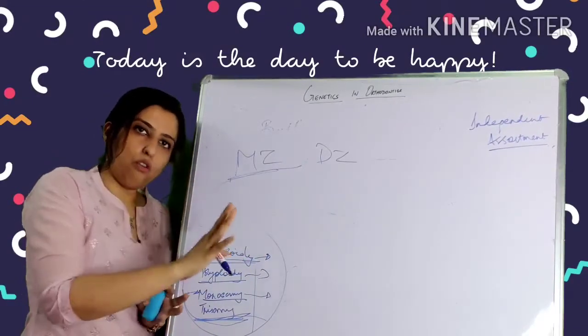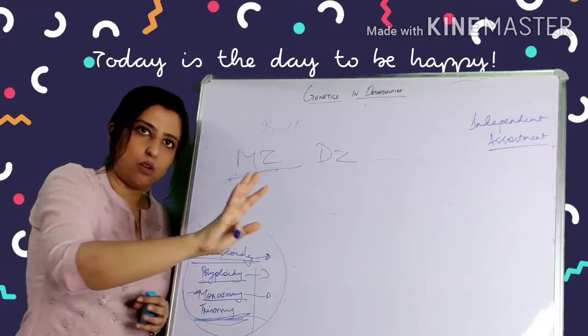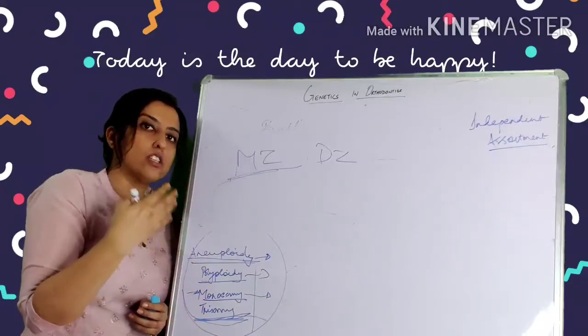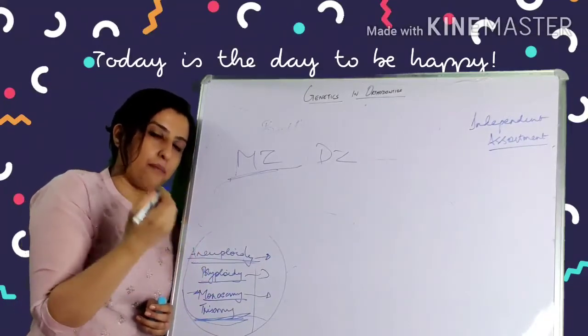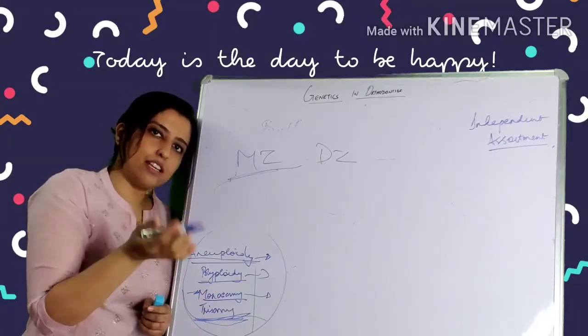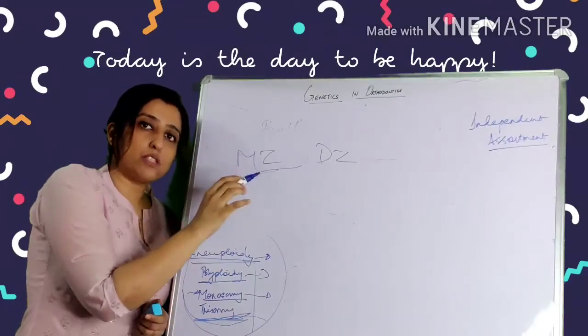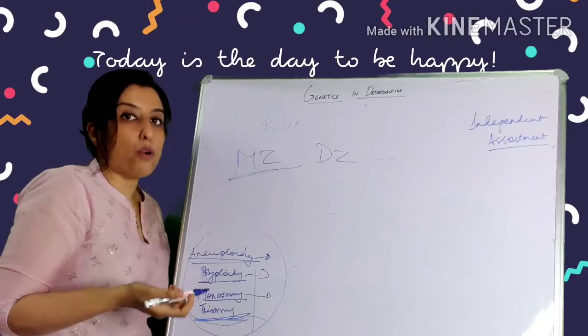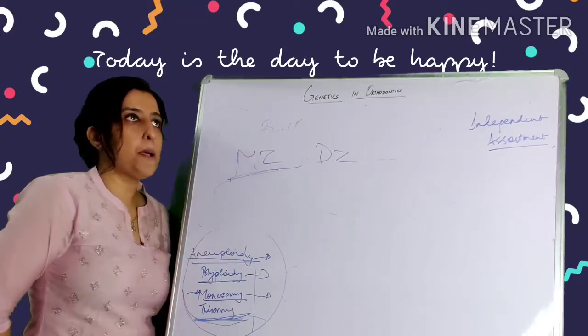Dizygotic means 2 ova, 2 sperms and 2 different zygotes, 2 different DNA, 2 different genetic makeup. So there the difference you can see. Environment will be same, but due to genetic differences, maybe one of the twins might have a malocclusion, the other one won't have. So that is the importance of twin studies in orthodontics.